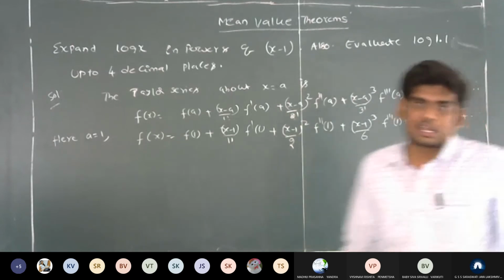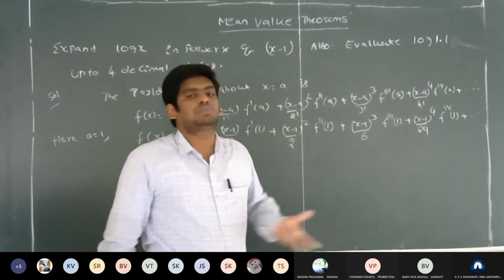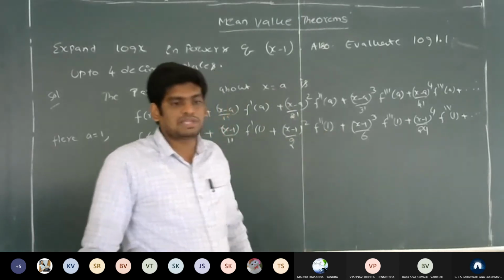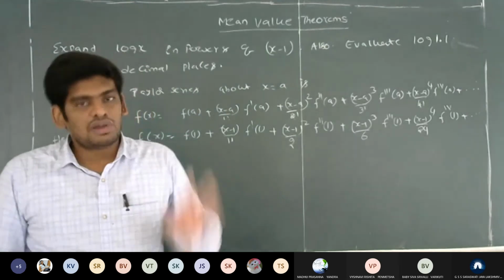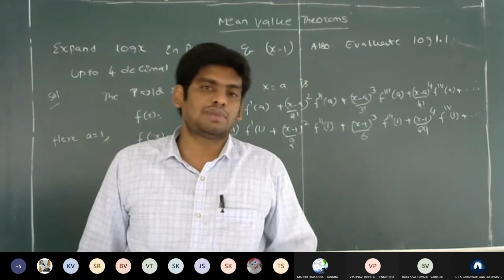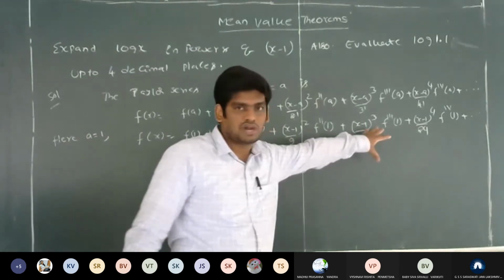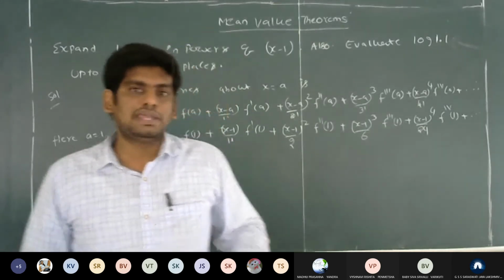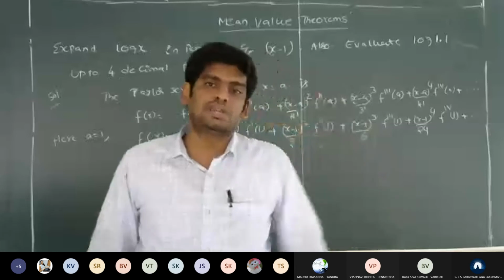Many of them are getting confused. This is an infinite series. So when we stop the expansion of this function, that means if the function is very easy, we have to calculate up to the fourth derivative. Suppose the function is a difficult one, then you have to stop with the third derivative. Because if the function is very easy, then you have the marks for each derivative process.